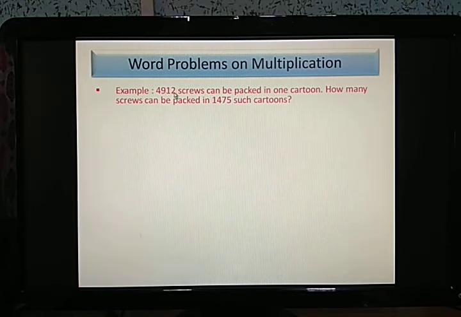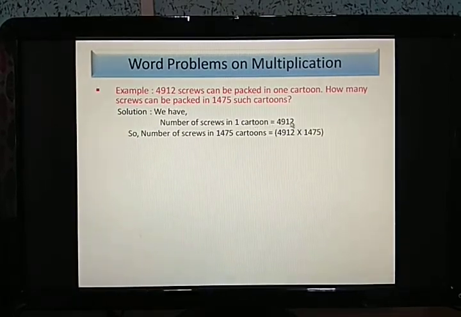Now the next problem. Say we have 4,912 screws in one carton or packet. So how many screws will be there in 1,475 cartons? Say in a packet of chocolates we have 10 chocolates. How many chocolates will be there in 10 packets? In one packet, 10 chocolates. So in 10 packets, how many? 10 into 10. Similarly here, in one carton we have this many screws, so in 1,475 cartons, how many screws? This into this. Simple.